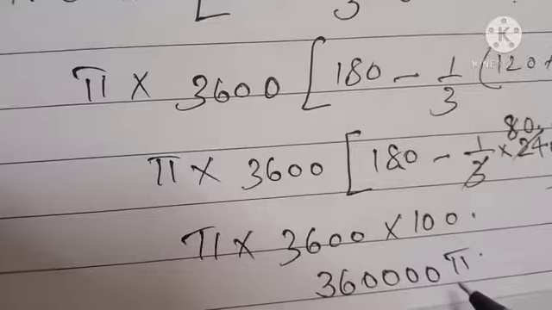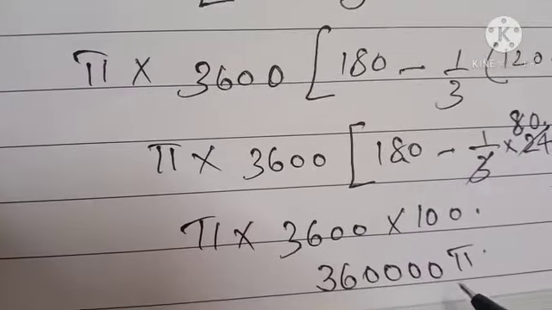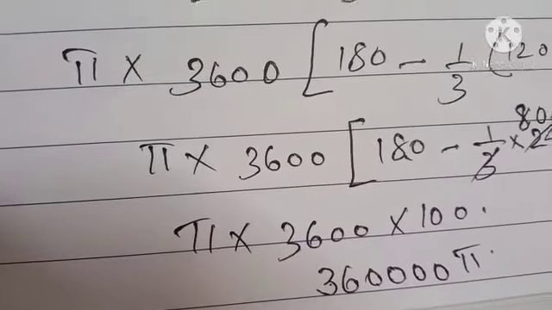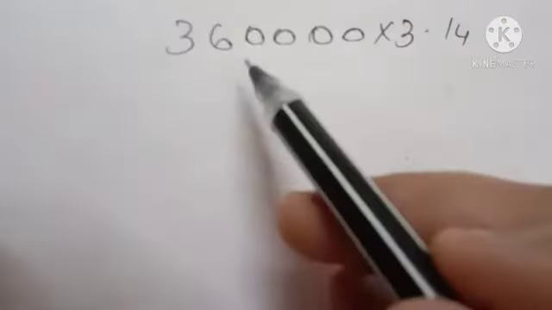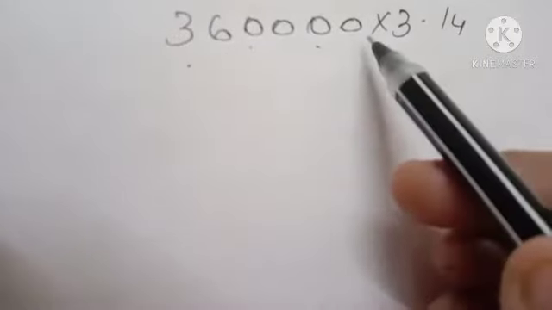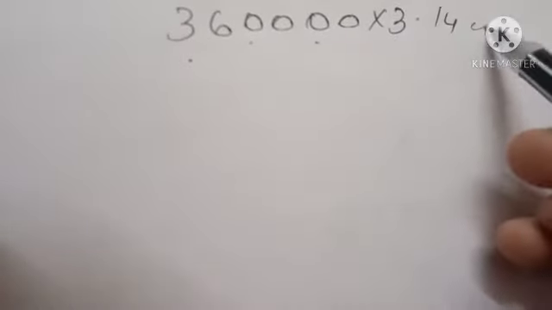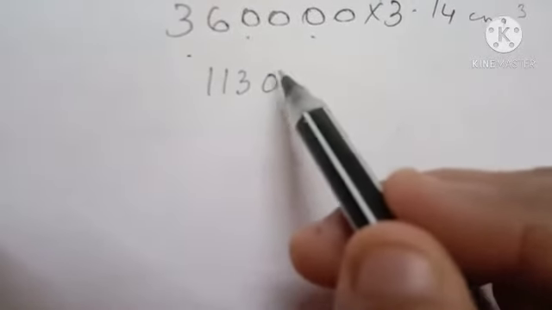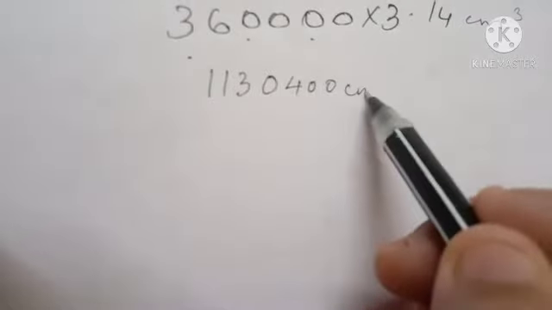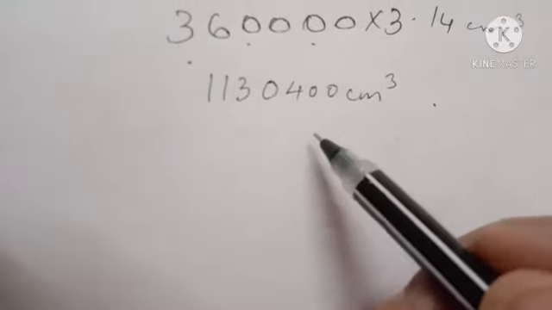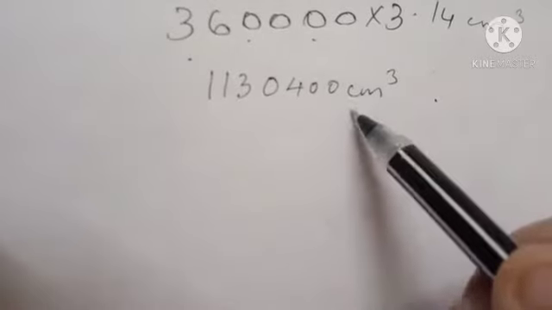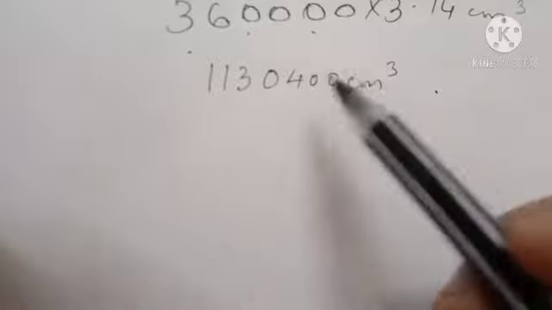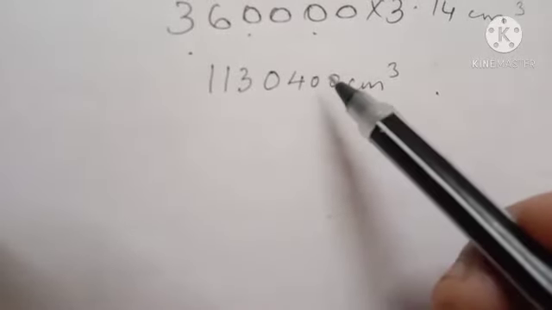Here we can give the value of pi as 22 by 7 or 3.14. It is easier to use 3.14 because 360000 is not divisible by 7. So it equals 3,60,000 into 3.14 centimeter cube, that is 1130400 centimeter cube. We can mention the answer in centimeter cube or meter cube, because the question does not specify.